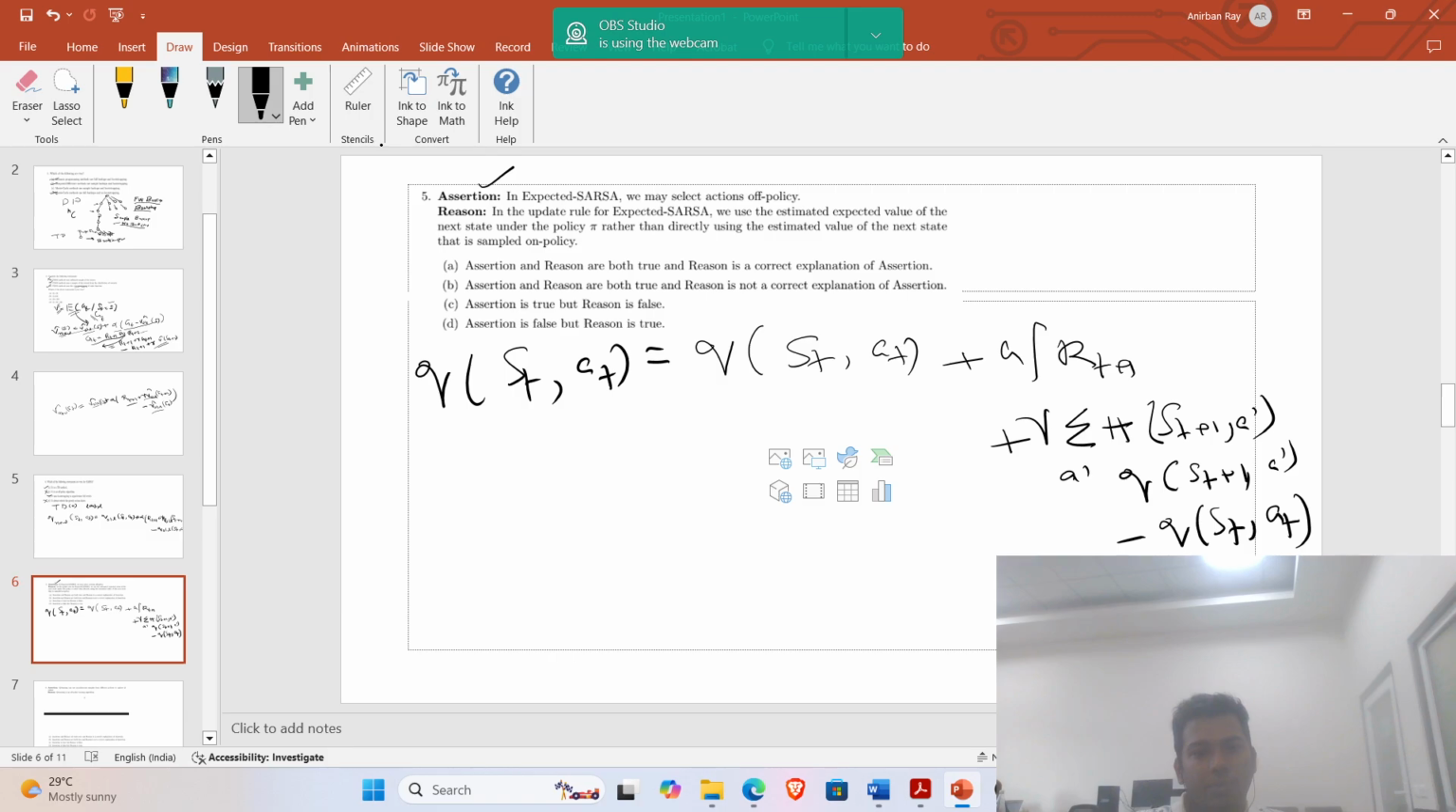Reason: in the update rule for expected SARSA we use the estimated expected value of the next state under the policy pi. So what you're seeing is that we use the estimated expected value for the next state under the policy pi, rather than directly using the estimated value of the next state that is sampled on policy.